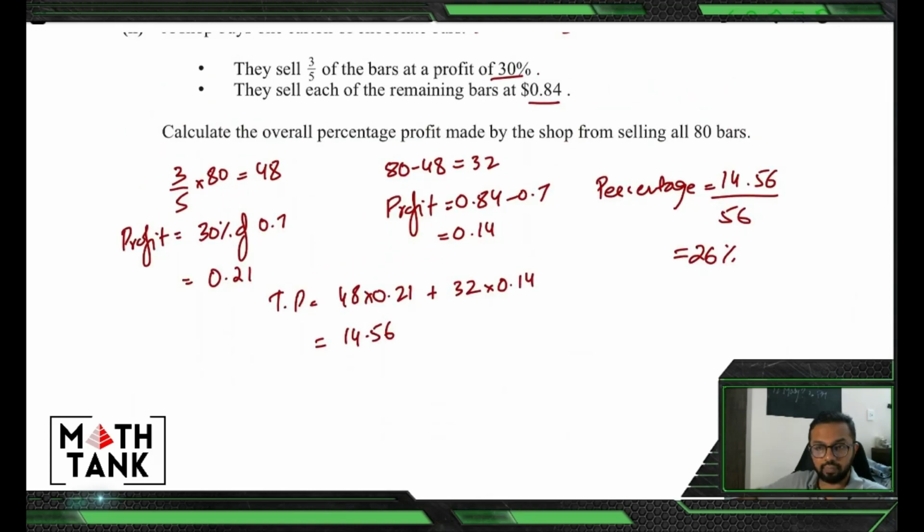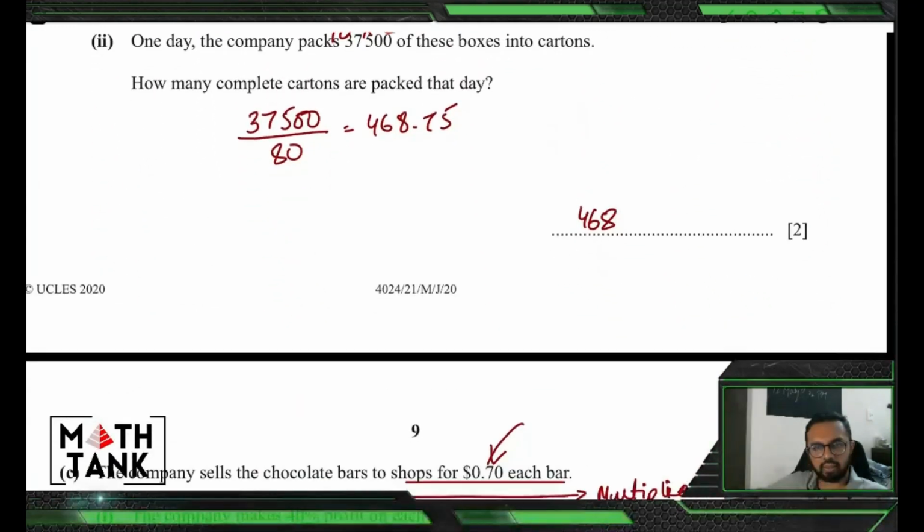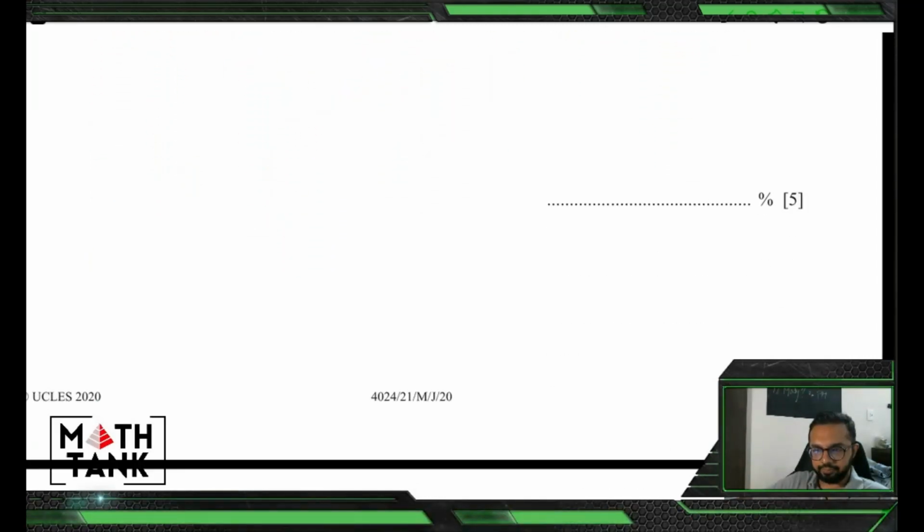Let's check. I have the marking scheme in front of me. I can check all my answers. 0.5, 468, 18, and 26. Yes, they're all correct. Okay, moving on.